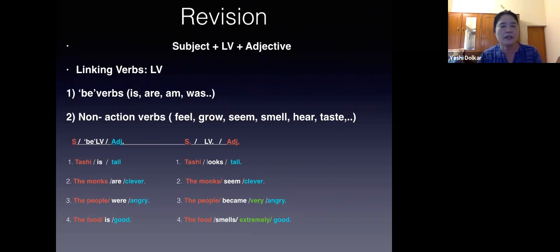All right. The monks are clever. The monks seem clever. What does it mean? Monks seem clever.